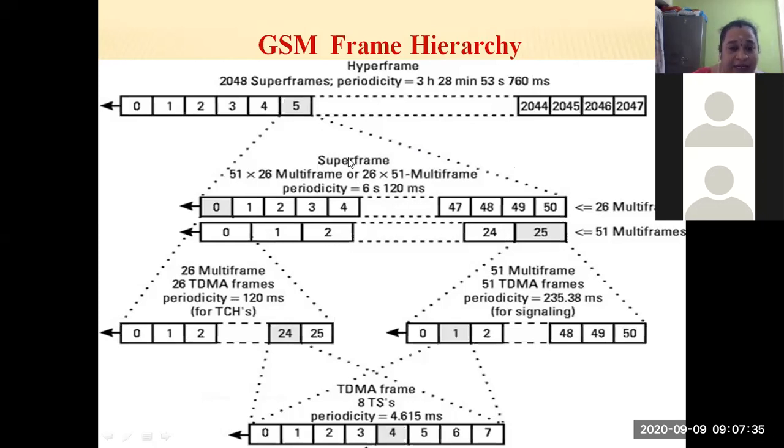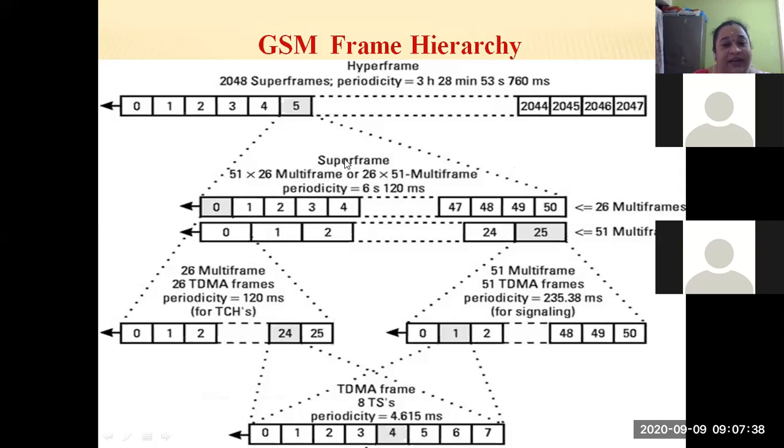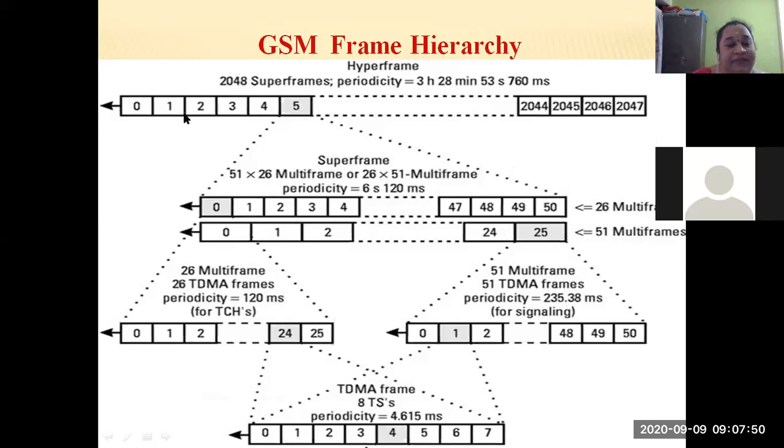If these are collected at one place and arranged in a number of 2048, they are called super frames, and then they are called a hyperframe. So if the super frames consist of either 26 multiframes or 51 multiframes, and they are collected in 2048 number, then it is called a hyperframe, taking a periodicity of 3 hours, 28 minutes, 53 seconds and 760 milliseconds.